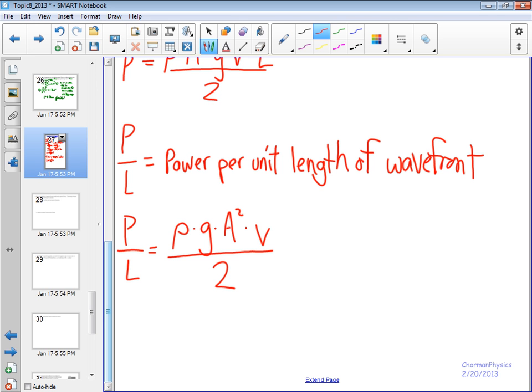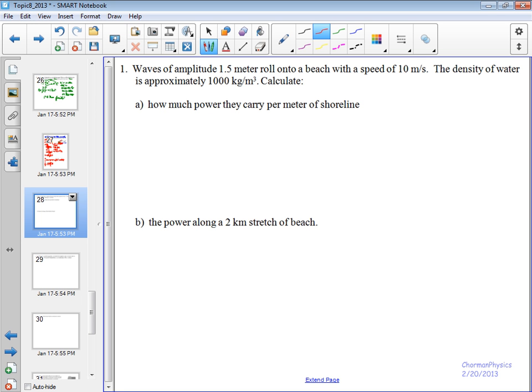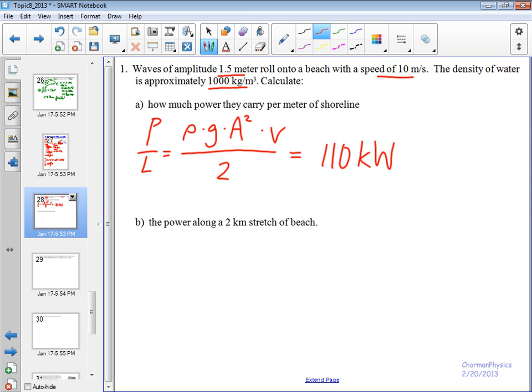So that's the derivation. Some example problems that you would have to solve for this: given the amplitude of a wave, the speed of the wave and the density, you have to calculate the amount of power that they would carry per meter of shore wave. So again, this is just P over L. You get rho g amplitude squared times v all over 2. And when you substitute all of your values here, the amplitude, the density, and the speed, we end up with 110 kilowatts per meter. Make sure you substitute all those in and carry out the calculation.